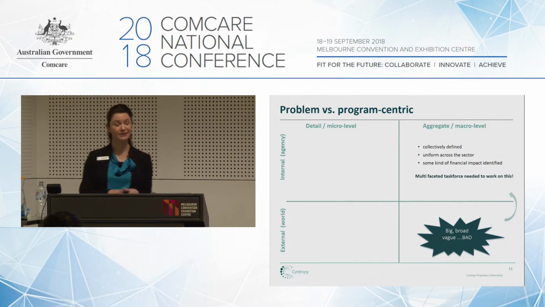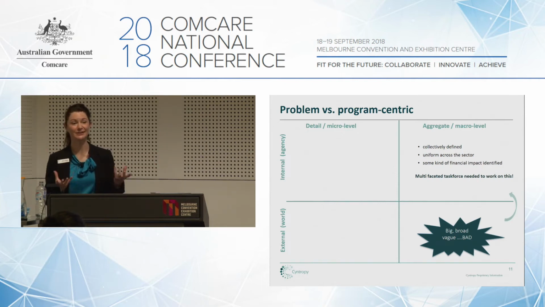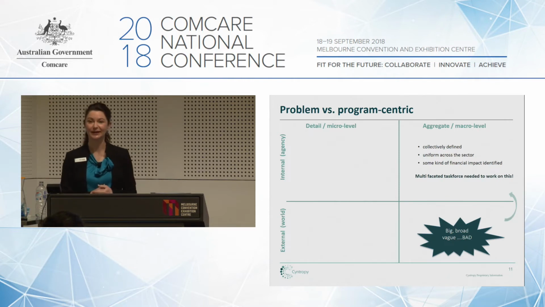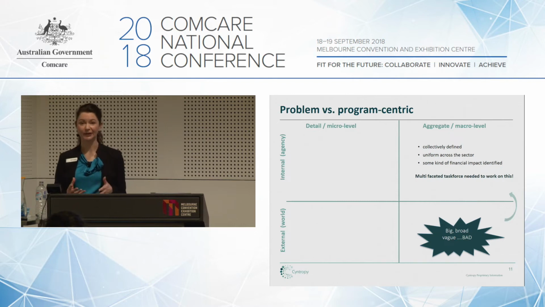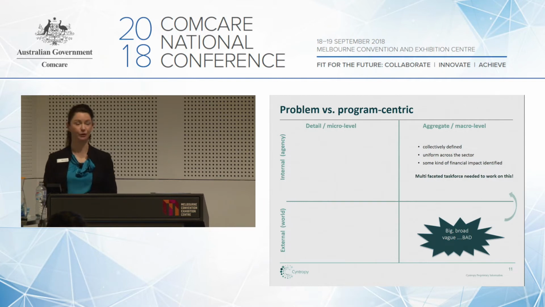So what traditionally happens, we can see it's an intentionally comical kapow, if you remember from the old Batman, Superman type comics, because it's something that we need to explode and do more work on. It's big, it's bad, it's very broad, and it's vague. We don't really know what it is. So generally it'll be collectively defined, uniform across an industry or a sector, and it normally appears through some form of financial impact. And generally we have a traditional response, normally a task force, multifaceted, get a lot of people together to work on the problem. So that's the program type approach.